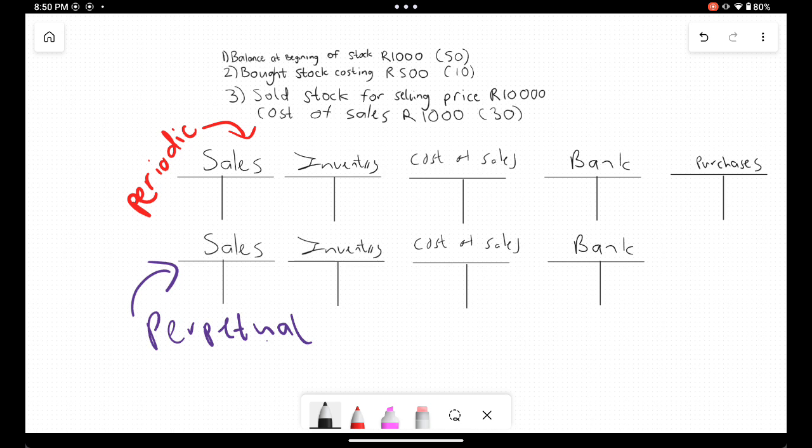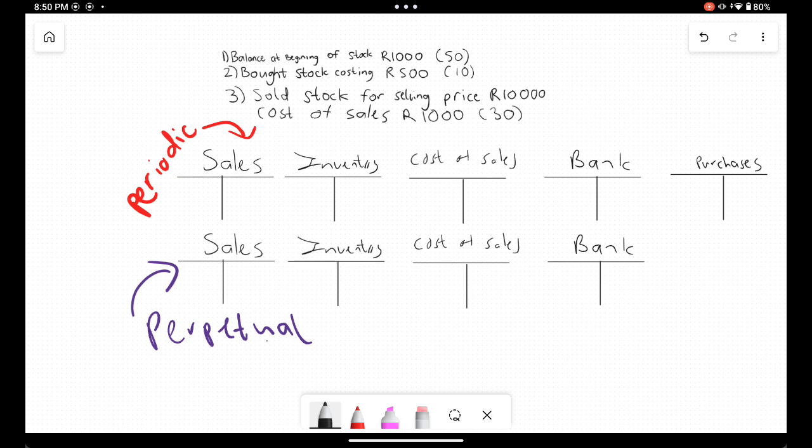Now, obviously, periodic will say purchases. So when we sell stuff, we'll say debit bank, credit sales. That's fine. But as soon as you see debit cost of sales, credit inventory, you leave those two journal entries out, because we will do three transactions at the end of the month to sort out our cost of sales that we never do all these months.